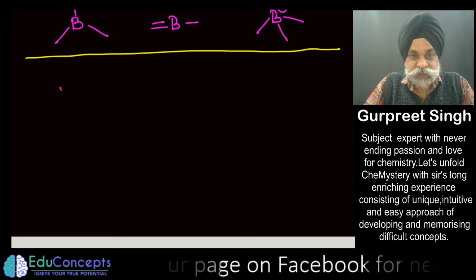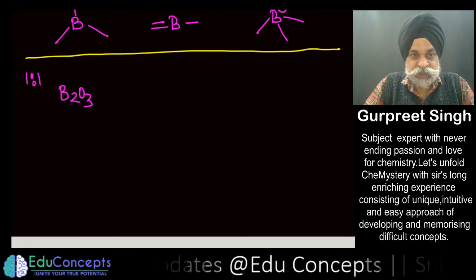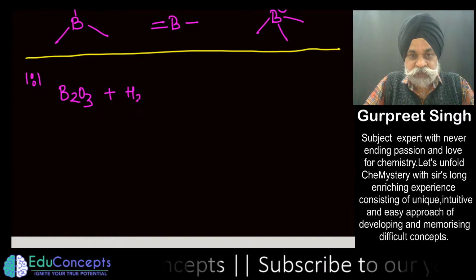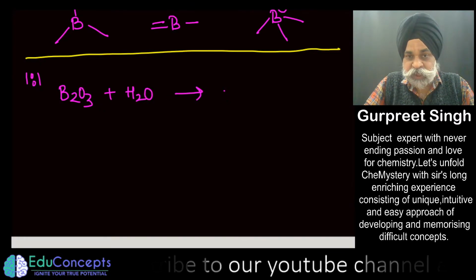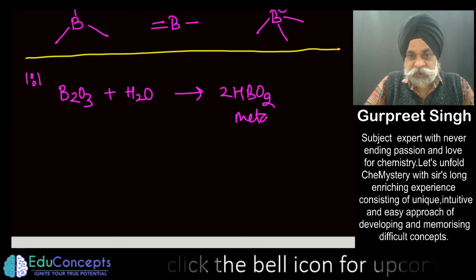Now, what is being asked? So it is B2O3. First, it is in the 1 is to 1 ratio, he said. So when B2O3 is put into water, you end up getting 2 moles of HBO2. This is called metaboric acid.